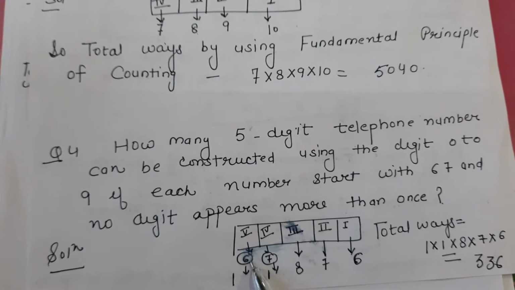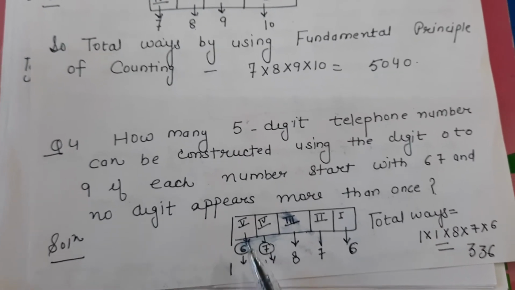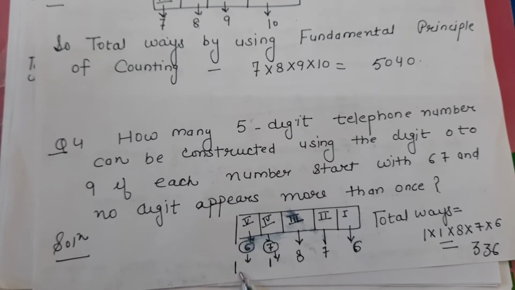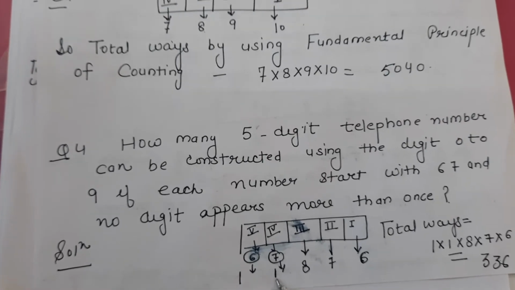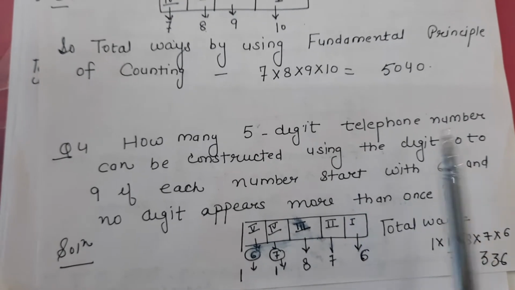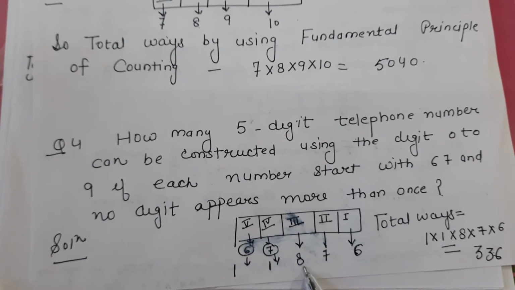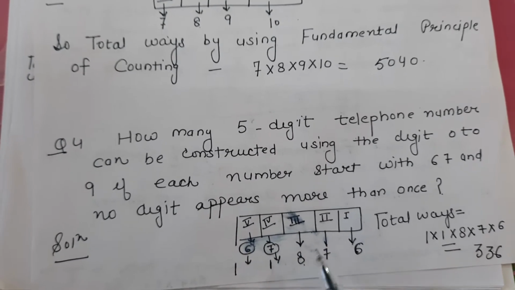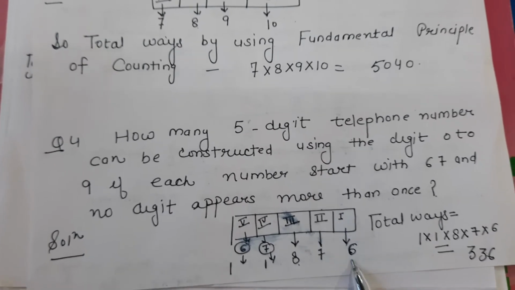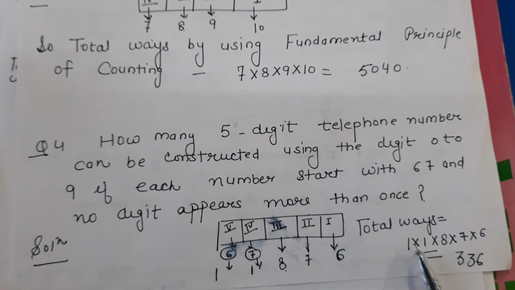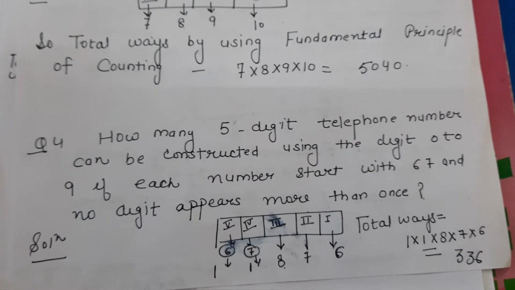That means here you can take only 6. So the way to fill this place is only 1, that is 6. Again here you can take only 7. So the option available for this place is 1. Now 0 to 9, a total of 10 digits, are with us. 2 are used, that means we are left with 8. Since repetition is not allowed, here it can be filled in 8 ways, this place in 7 ways, and this place in 6 ways. So the total ways are 1 into 1 into 8 into 7 into 6. This is 336.